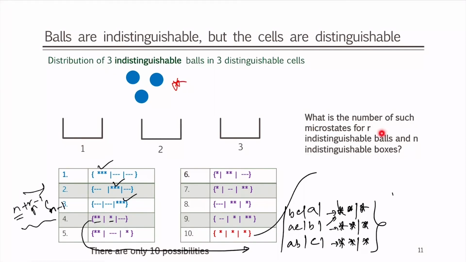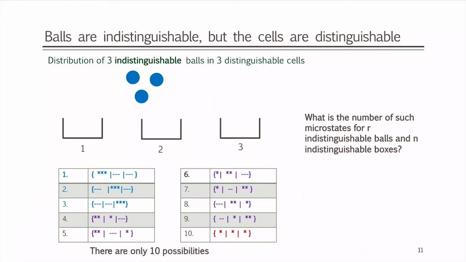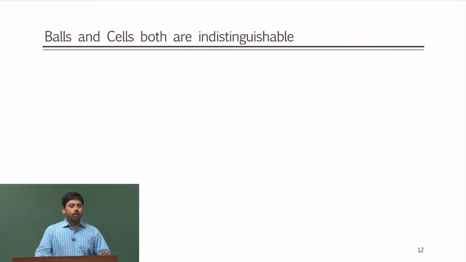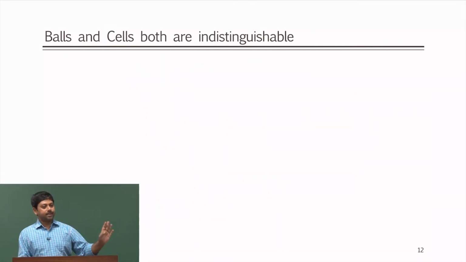What is the number of such microstates when there are indistinguishable balls and N distinguishable boxes? So, the number of boxes will be N and the number of balls should be R. In that case, you can see that it will be this formula, and we will come back to that later on. Now, let us simplify it even further.